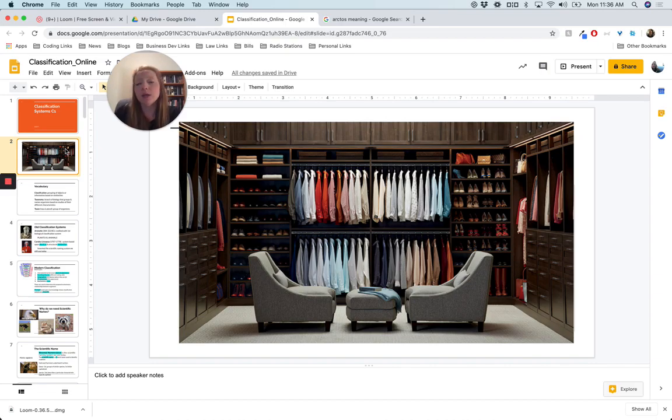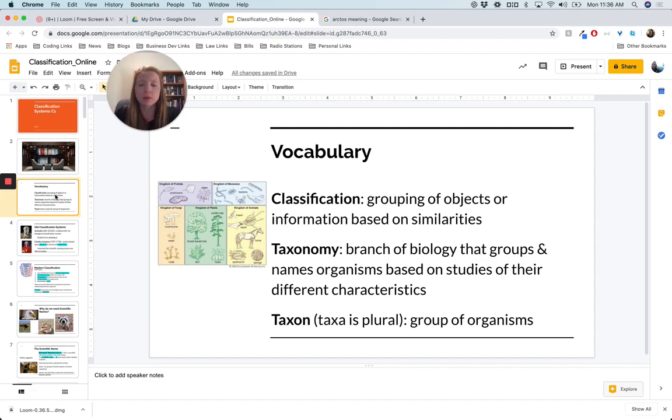Well, and it's the same way in science. We're going to group living organisms because it's easier to find information out about them and talk about them. So classification is just when we group something together based on its similarities. Taxonomy is the branch of biology that deals with naming and grouping different organisms. And taxon is simply a group of organisms. That's a singular word. Taxa is plural, so taxa will be groups of organisms.